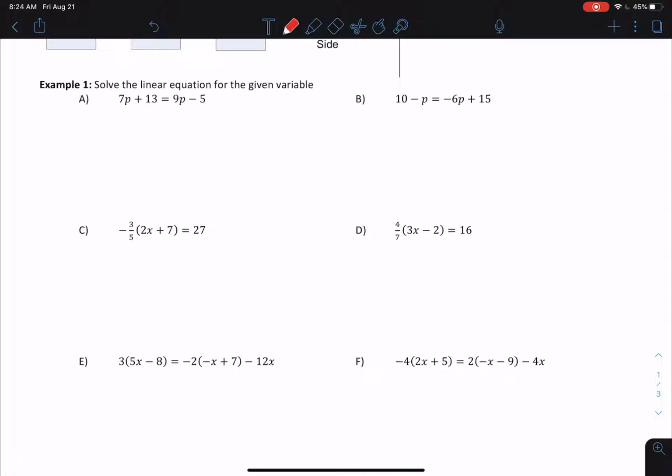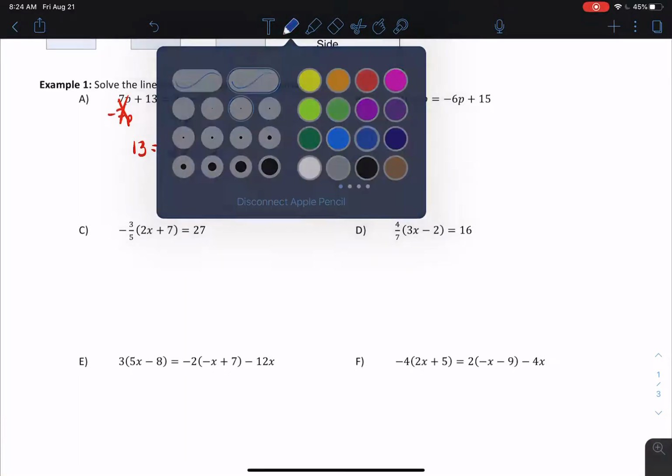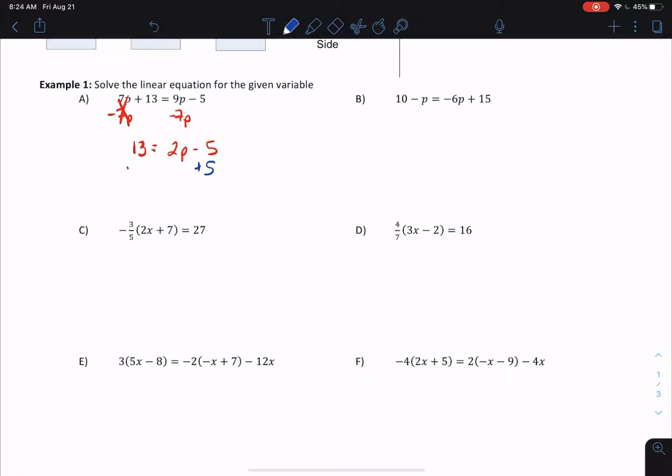I like to keep my coefficient on the variable positive, so I'm going to move the 7p over to the right-hand side. So then I have 13 equals 2p minus 5, which means that now I have to add 5 to both sides. I'll have 18 equals 2p. Divide both sides by 2, and I'll get p equals 9. Remember, you can always plug that back in your calculator. Make sure the left-hand side equals the right-hand side.